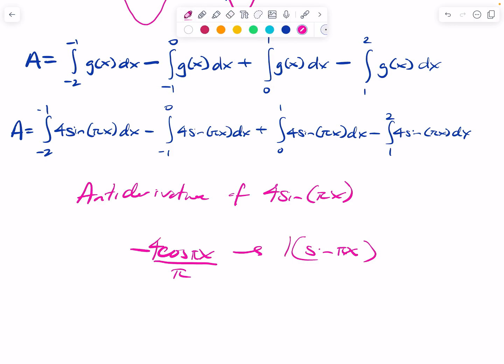So throw a 4 in front. Boom, this thing's done. All right, so that's what I'm going to put in for next steps.